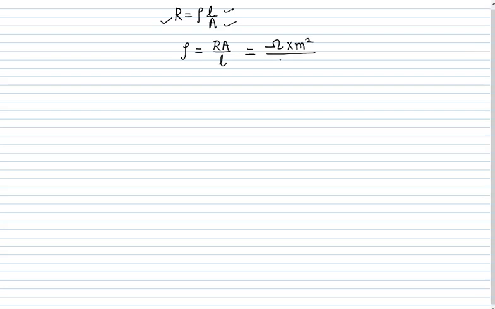Resistance is in ohm always. Area is in meter square and length is in meter. So this is simply ohm into meter. So specific resistance is ohm into meter, or ohm meter. So what is the unit of specific resistance or resistivity? It is ohm meter.